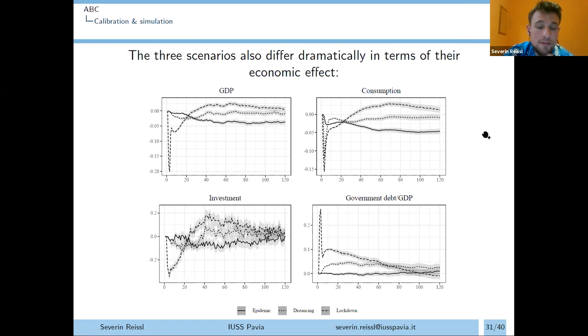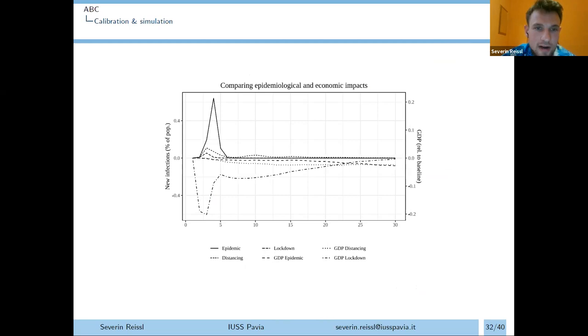But then we can take a look at this graph, which gives a comparative perspective of the epidemiological and economic impacts of the three scenarios that we just looked at. So this basically gives the same information as what we saw before. We can see that the lockdown scenario has the most strongly negative impact on GDP, but at the same time avoids a large number of infections that would otherwise take place. Whereas in the uncontained epidemic scenario, you have a very high number of infections, but the economic impact is milder, however, more drawn out, and the same goes for the social distancing scenario.